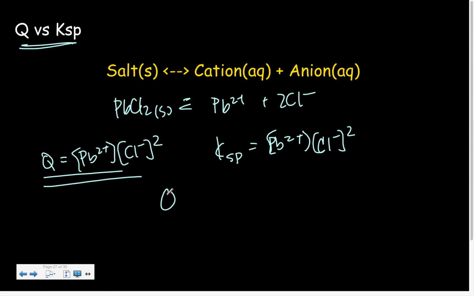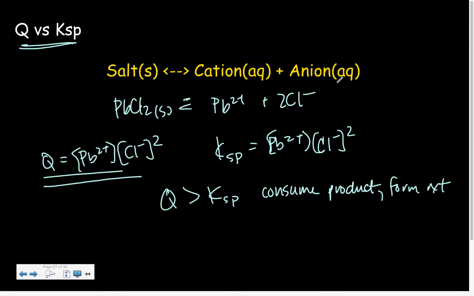Now, again, if my Q is bigger than my KSP, what's that going to mean? What direction is my reaction going to go? If my Q is too big, bearing in mind that all of these are product over reactant for the most part, that means I have too much product. So what am I going to do? I'm going to consume product, and I'm going to form reactant. Now, if we look here, what does that mean? If I consume my products and I form reactant, that means precipitation. That means I'm going to precipitate, yes?